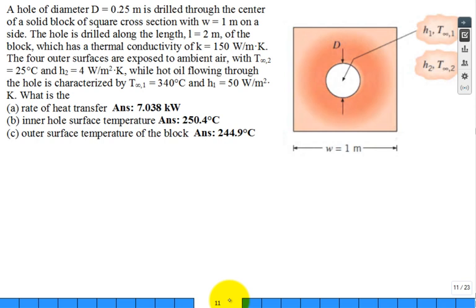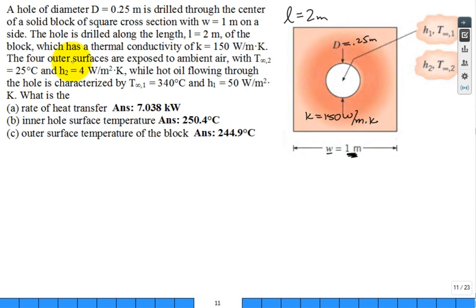So we have a hole of diameter D, 0.25 meter, drilled through the center of a solid block of square cross-section with W equal to 1 meter on each side. The hole is drilled along a length or depth. I'm going to call it L. I don't like a lowercase l. I wish that was a cap L. I should have changed that, huh? Of the block, which has a thermal conductivity k of 150 watts per meter Kelvin.